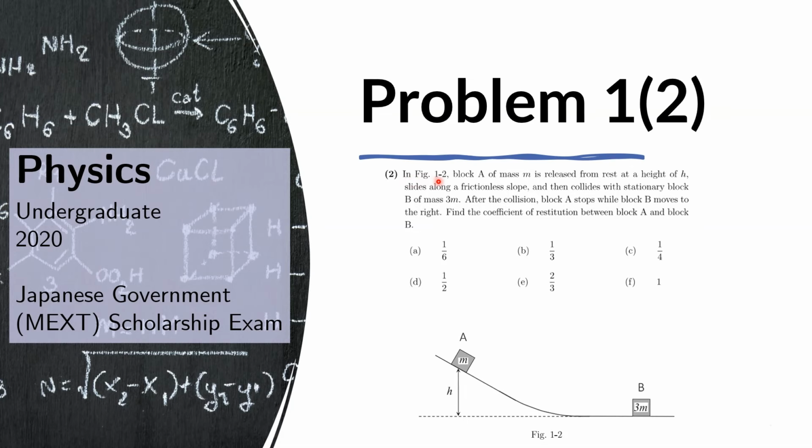In figure 1-2, block A of mass M is released from rest at a height of h, slides along a frictionless slope, and then collides with stationary block B of mass 3m. After the collision, block A stops while block B moves to the right. Find the coefficient of restitution between block A and block B.